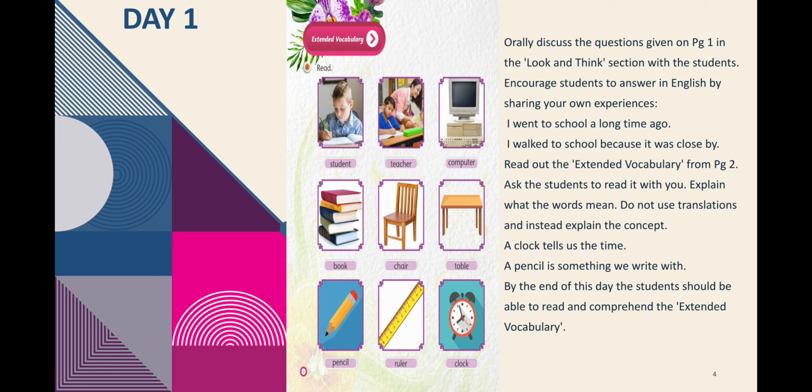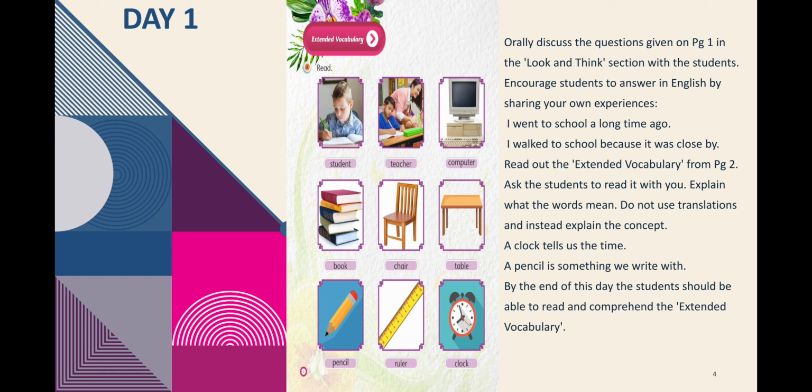Read out the extended vocabulary, which is given on page number 2. This is unit related vocabulary. Ask the students to read it with you. Explain what the words mean. Do not translate them in Urdu. Explain: a clock is something that tells us time. A pencil is something we write with. By the end of this day, the student should be able to read and comprehend the extended vocabulary.